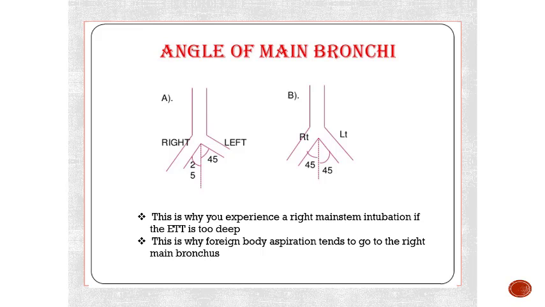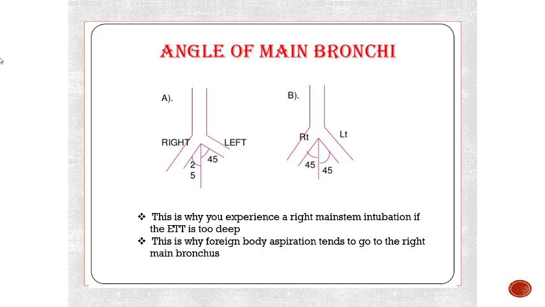And when that happens, if you are not listening to breath sounds and taking an x-ray and catching that that tube is in too deep, you'll only be ventilating the right lung because it'll have traveled into the right main stem bronchus and not be ventilating the left lung. So that is why we care about the angles of the main stem bronchus.